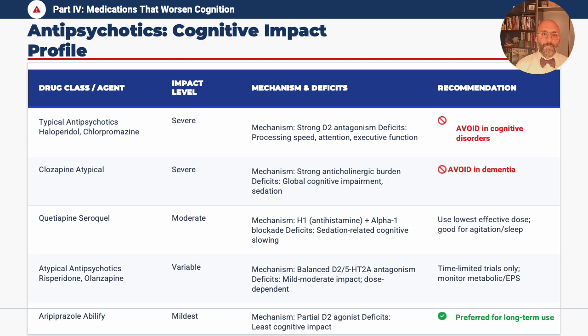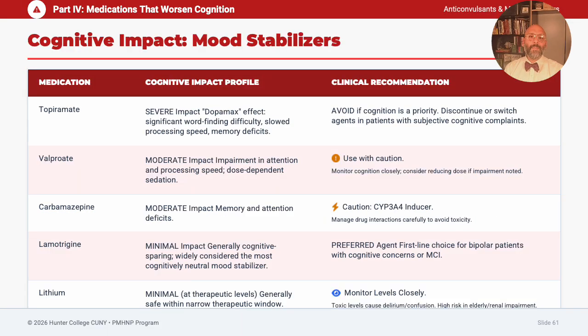But it's all trade-offs. Now, this slide compares mood stabilizers by how much they cost cognitively, not just how well they stabilize the mood. So start, first of all, with topiramate. This is the most offensive agent for cognition. It has the nickname Dopamax because it can trigger word-finding difficulties, slowed processing speed, and memory impairment. So if cognition is a priority, avoid this drug. And in patients reporting brain fog, switch from this drug.